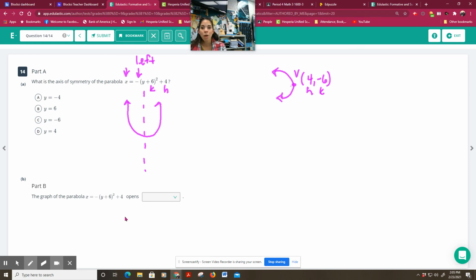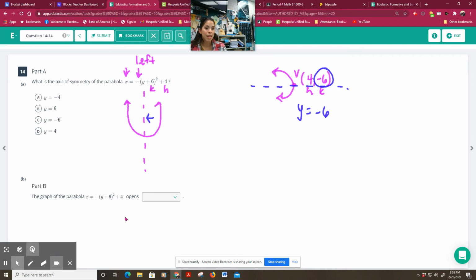So if we think about this, the axis of symmetry is not going to be a vertical line like it is over here, because that's an up or down parabola. This is a left or right parabola, and so it's going to divide it in half horizontally. So that has to do with the y value of the vertex. So it's y equals -6.